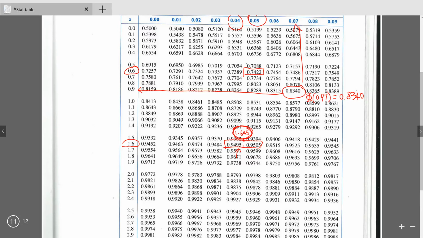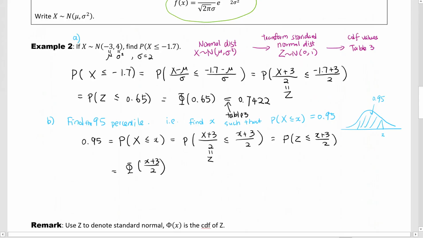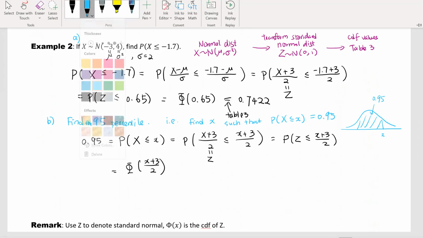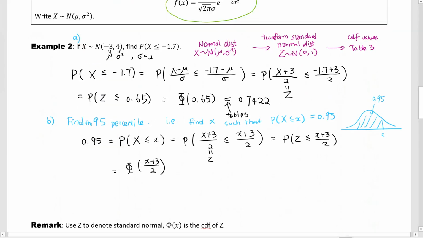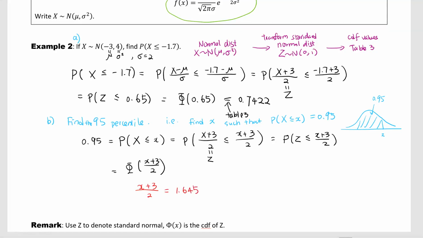Okay, so the x value is 1.645. So here we see that the value x plus 3 over 2 is 1.645, and then we can solve for x. Okay, so this is from table 3. Then we solve for x.